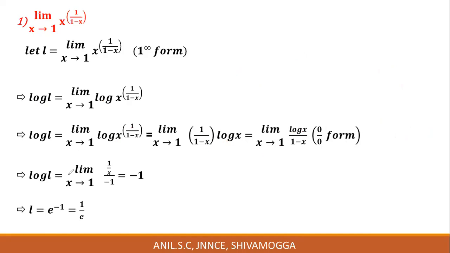Therefore, log L is equal to limit x tends to 1, differentiate numerator and denominator separately. Derivative of log x is 1 by x, and derivative of 1 minus x is minus 1. Apply limits. As x tends to 1, the numerator will be 1 by 1, which is 1, divided by the denominator, minus 1. 1 divided by minus 1 is minus 1. What we get here is log L is equal to minus 1, and required is just L. Therefore, L is equal to e power minus 1. E power minus 1 is 1 divided by e.